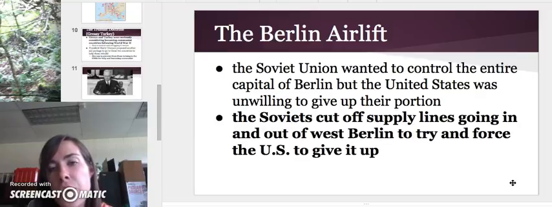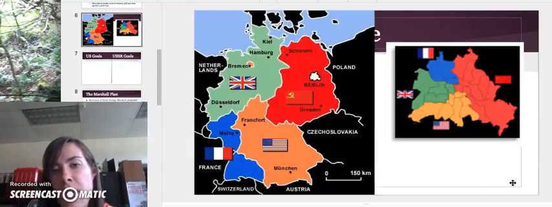So the Soviet Union wanted to control the entire capital of Berlin. Obviously, it's buried within their territory, and the United States was unwilling to give up their portion. So what did the Soviets do to try and get the United States portion is they cut off supply lines going in and out of West Berlin to try and force the U.S. to give it up. So let's go back and look at this map that we have up here.